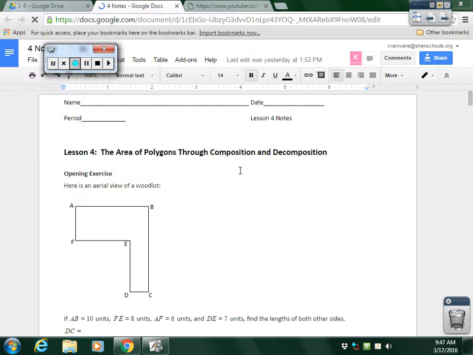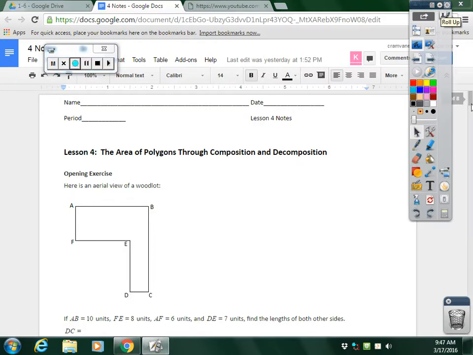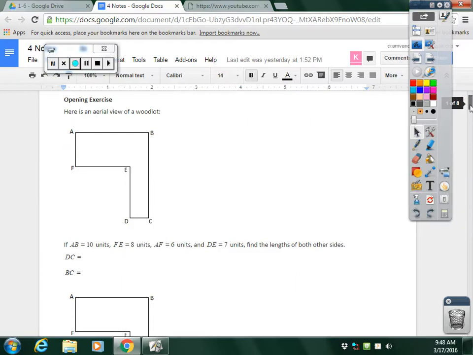Okay, in today's lesson, we are doing lesson 4, the area of polygons through composition and decomposition. We are going to be tearing things apart and putting them together. So let's do the opening exercise.